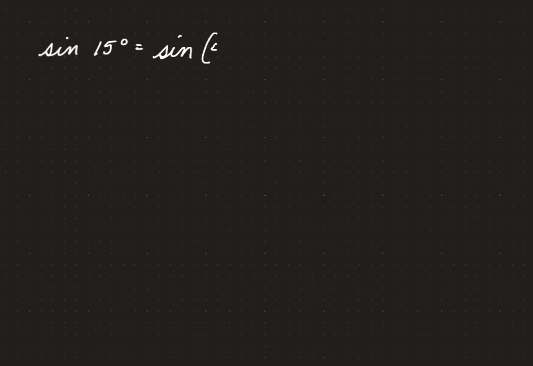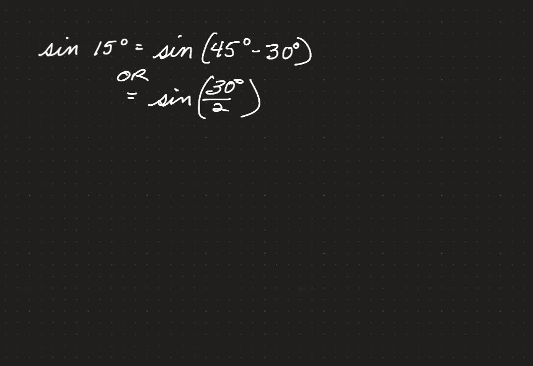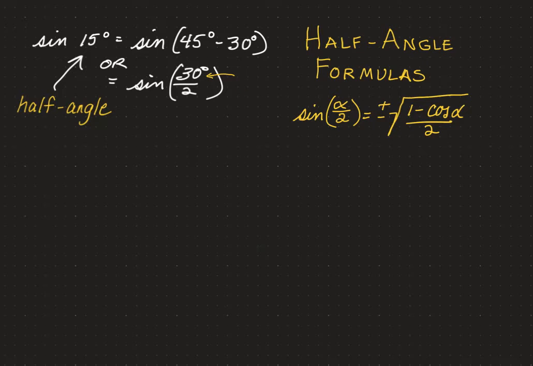However, I have memorized the sine of 45 degrees and the sine of 30 degrees, so I can get to 15 degrees by using a division. I can also get there by doing 30 degrees divided by 2. Thus, this angle can be considered the half angle of 30 degrees, and thus we have the name for the half angle formula. Here is the half angle formula for sine, and notice the tricky part about this.